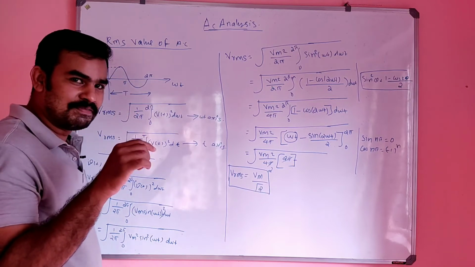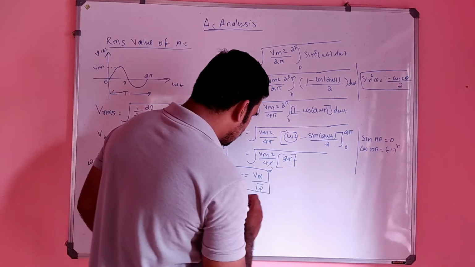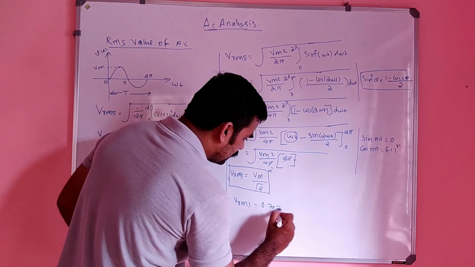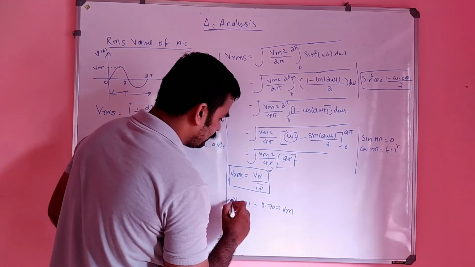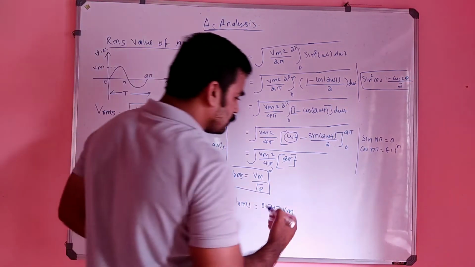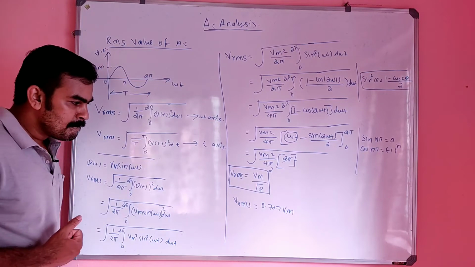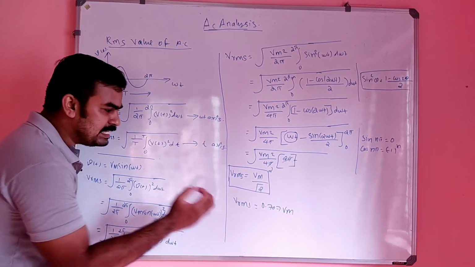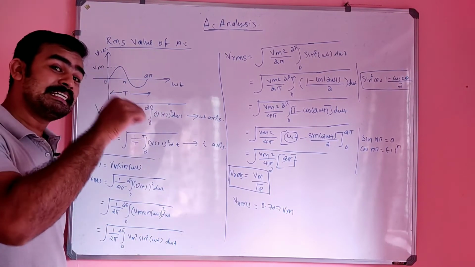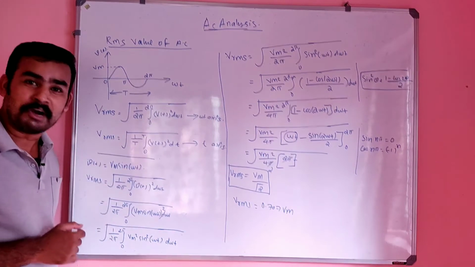Root 2 is 1.414, right? 1 by root 2 means 0.707, right? So you can also write Vrms equal to 0.707 Vm. Or in other words, it means that you need just 0.707 times Vm in terms of DC in order to produce the same heating effect as that of AC.